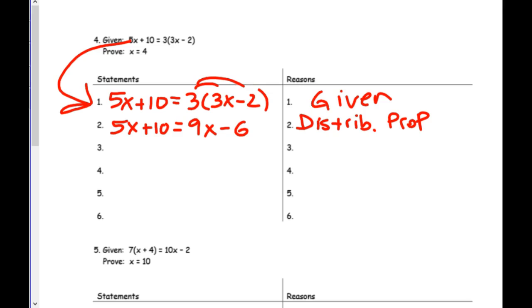X is on both sides. What should I do? I don't combine unless they're on the same side. They're on different sides, so what do I do? Minus 5x, yeah, smaller x. So 10 equals what? 9 minus 5. 4x, bring down minus 6, and what did I just do? Subtraction property.